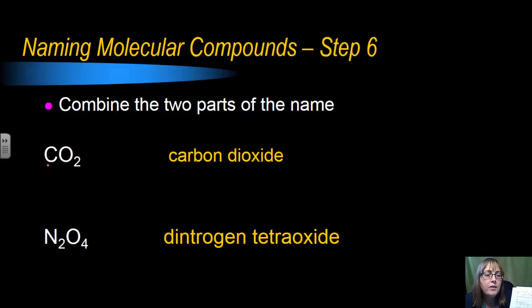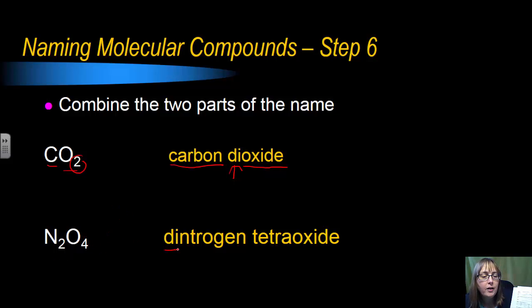So here, this is carbon. That was our first element. And of course, even though there's one, we never use the word mono. And then we have our oxygen, or oxide. Since there's 2, we'll end up putting the word di, our prefix di.